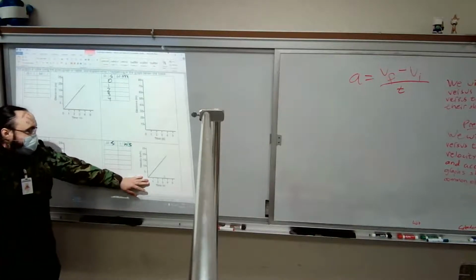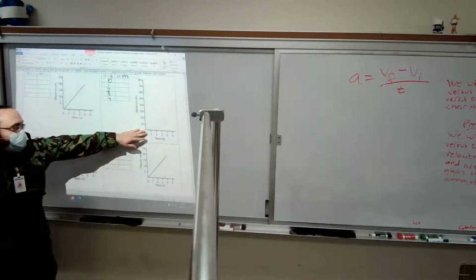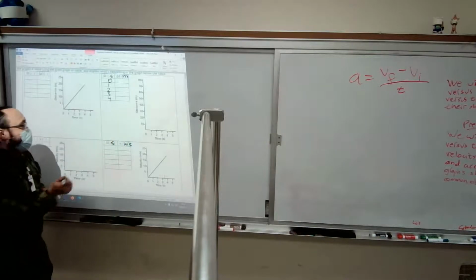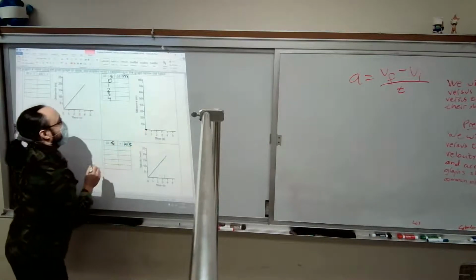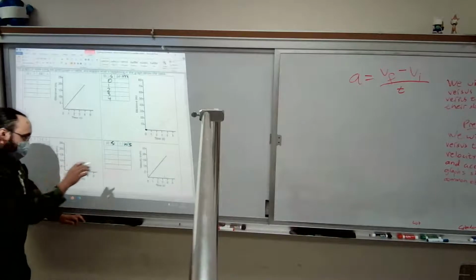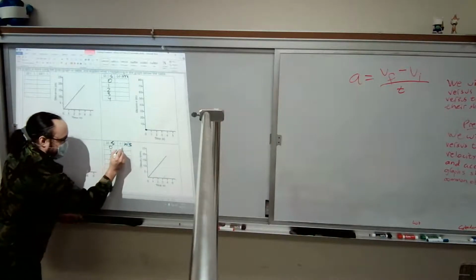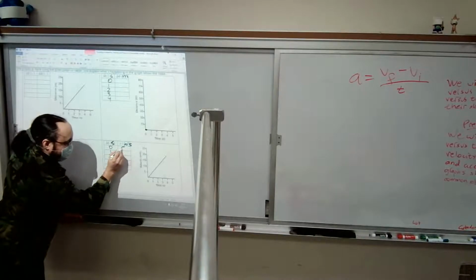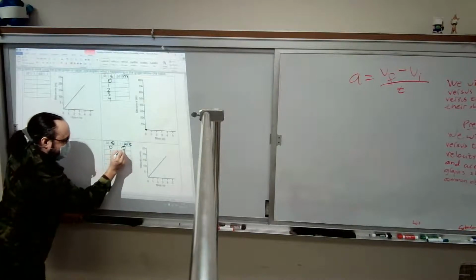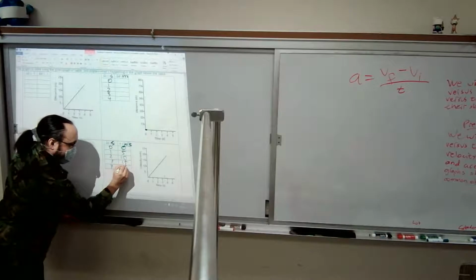For all these graphs, we're going to assume that the distance started at 0, and that'll be a good first point for us. Let's go ahead and plot our numbers again. 0, 1, 2, 3, 4. And what was that? 0, 5, 10, 15, 20.